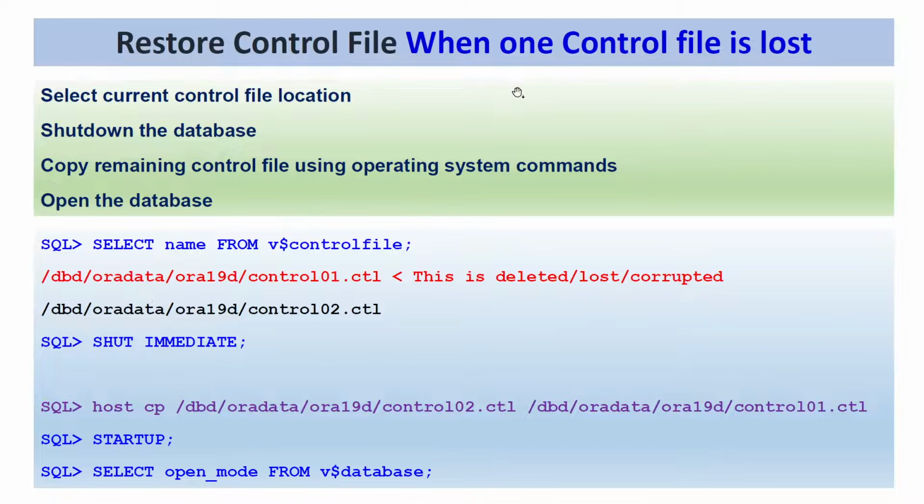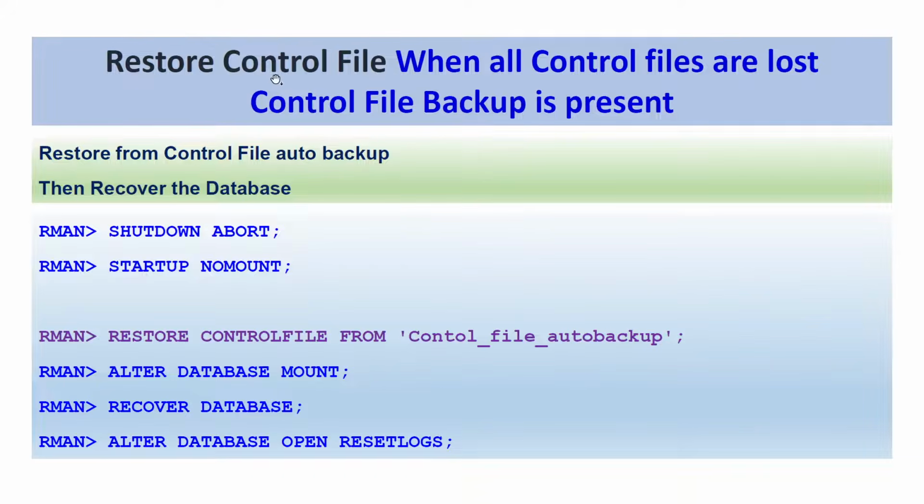So when one control file is lost, it's very easy. And as I mentioned, you have to do the copy while the database is shut down. You have to copy only when the database is shut down. Remember that as well. Now, restore control file when all control files are lost, but the control file backup is present. So what you will do, you will restore from the control file autobackup, and then recover the database.